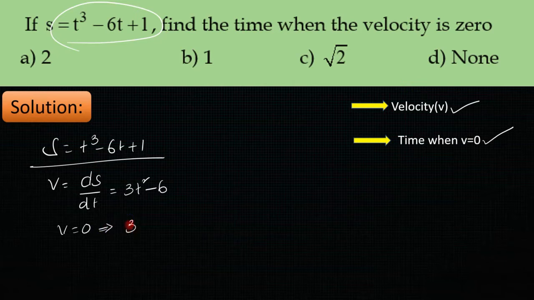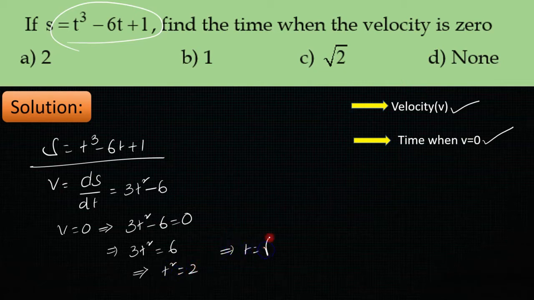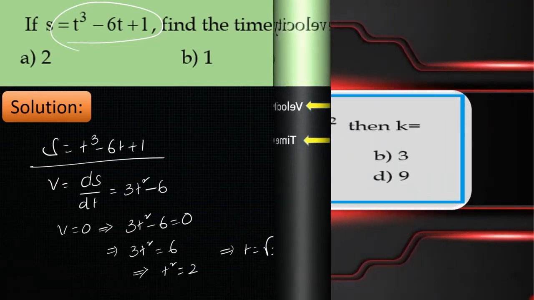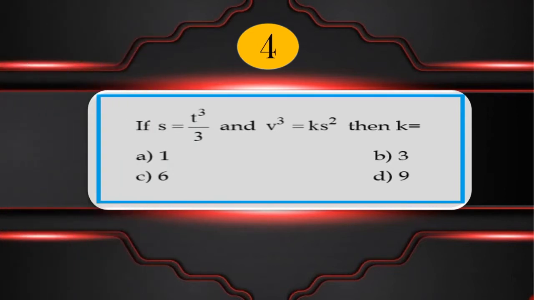This implies 3t² - 6 = 0. This implies 3t² = 6. This implies t² = 2. This implies t = root 2. Therefore, the answer is option C. Dear students, see the question number 4. Read the question and write it.